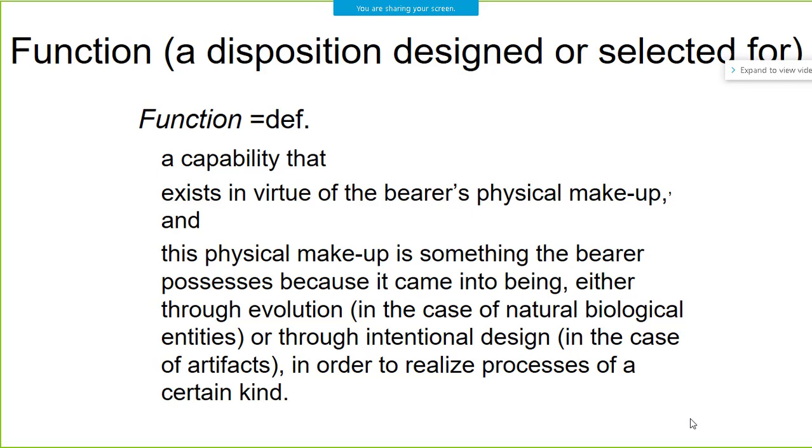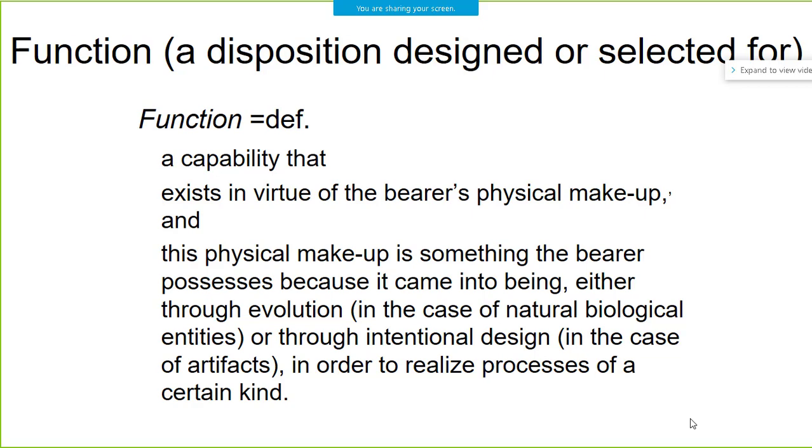So all artifacts have functions because all artifacts were designed. And that's what the function is for an artifact. It's that which the artifact was designed to do. And some biological things have functions too, namely those biological things such as organs and systems in the body, the digestive system. They exist because evolution created things to do that thing. So parts of organisms can have functions, but whole organisms typically do not have functions.